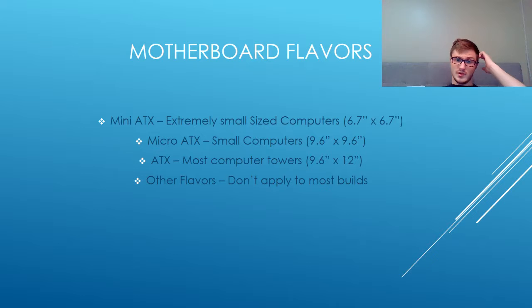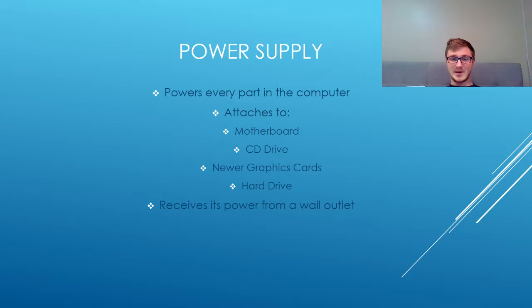Now with motherboards, there are going to be a couple different flavors. There is the mini ATX, the micro ATX, the ATX, and then a couple other options that we won't cover. But basically, they go by their name for size ratio. Even though I think micro should be smaller than mini, mini is 6 by 7 by 6 by 7, micro is 9 by 6 by 9 by 6, and then the next one is a little bit bigger. So depending on the size, that's what you end up picking.